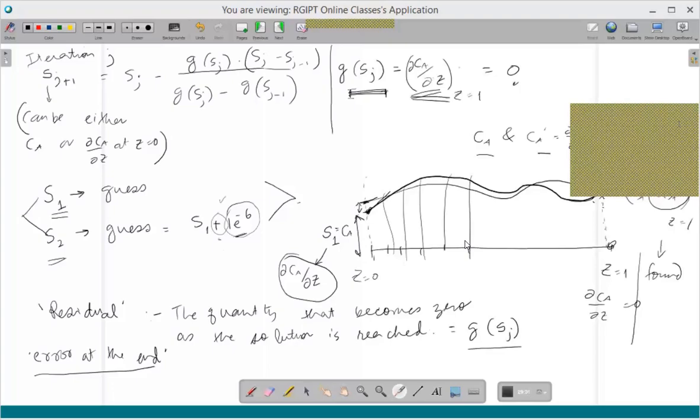Akshat: RK equation implementation. There are two equations in CA and CA prime and CA. Yeah.